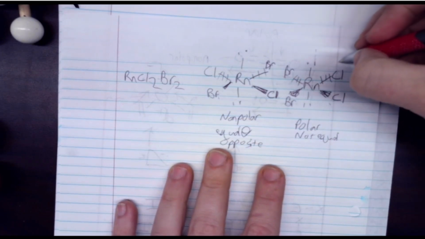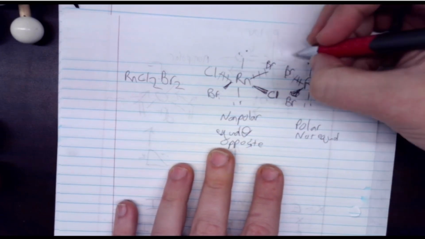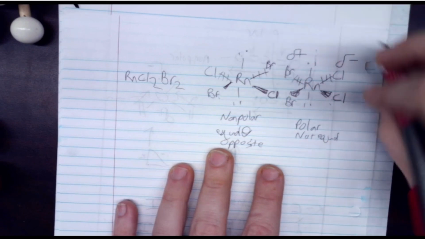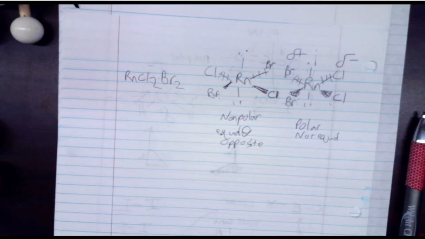Or this half is going to be negative, and this half will be positive because chlorine is stronger than bromine. Now, am I expecting you to know which one is stronger, chlorine or bromine? Not without a chart. But if you had a chart, you'd look up this guy.